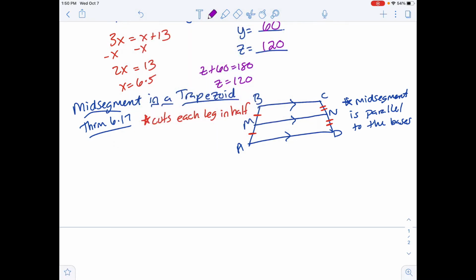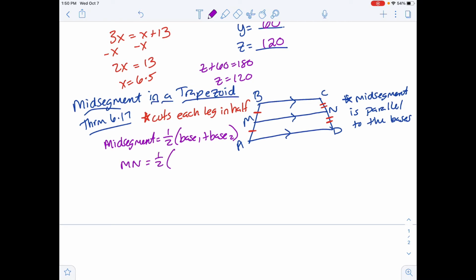We also can find our mid-segment with our mid-segment formula. The mid-segment equals 1/2 of base 1 plus base 2. Okay, so if we're going to apply that to this picture, my mid-segment is MN. That would equal 1/2 of base 1, so BC is a base, plus the other base, which is AD. Okay, you need to know this formula for sure, so make sure you have it written down.